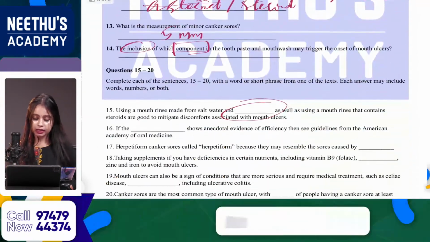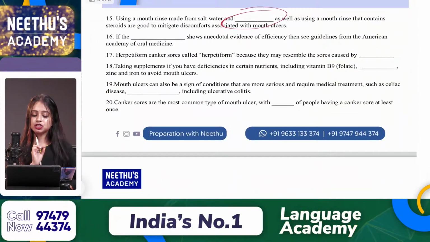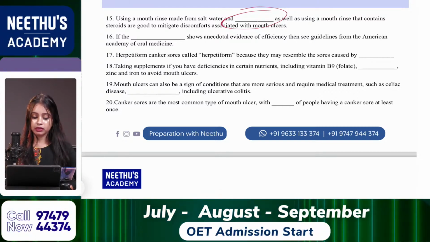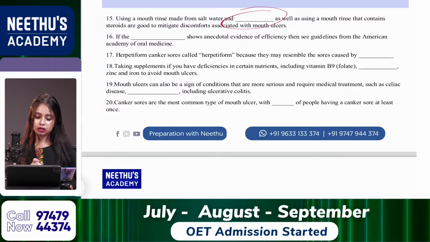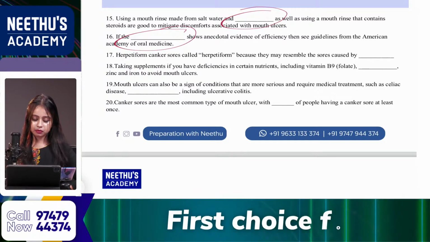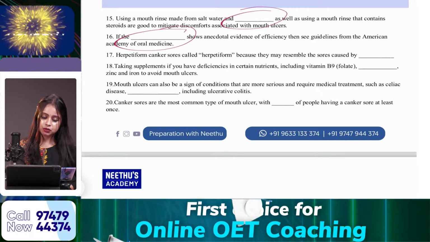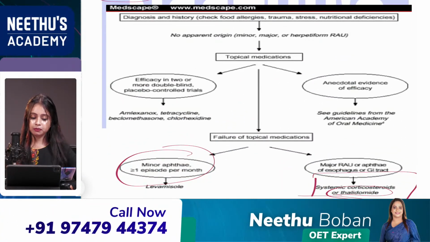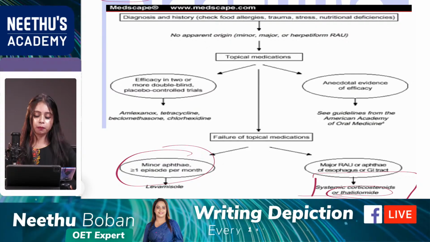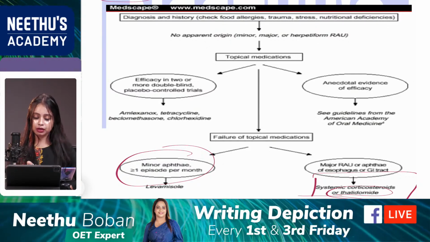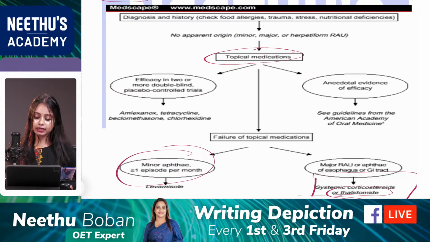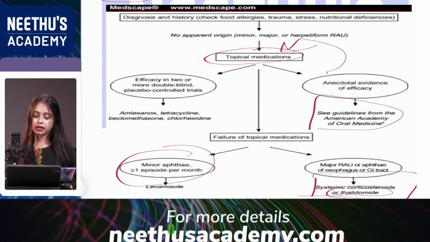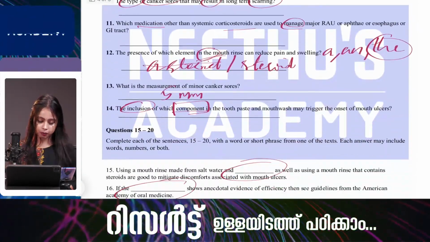Then the next one, the 16th one. If the dash shows anecdotal evidence of efficiency, then see guidelines from the American Academy of Oral Medicine. So if the dash, what is it? Topical medication. Very good. It is topical medication related to the American Academy of Oral Medicine. So that is topical medications mentioned in text C.